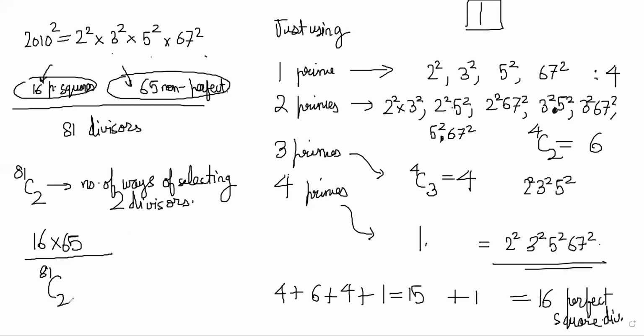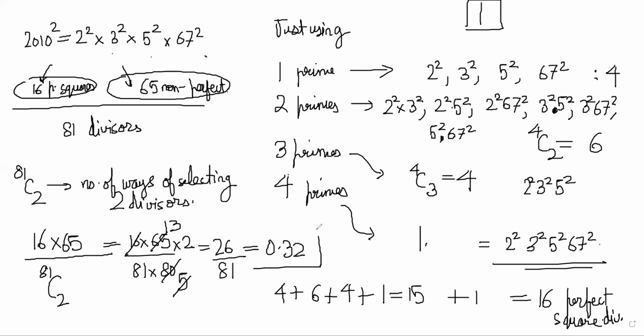Divide that by 81C2. So you'll get 16 into 65 by 81 into 80 by 2. So this becomes 5 here and 13 here. So you get 26 by 81, and that comes out to 0.32. So this is one of those questions which has numerical answers, and this is the correct answer.